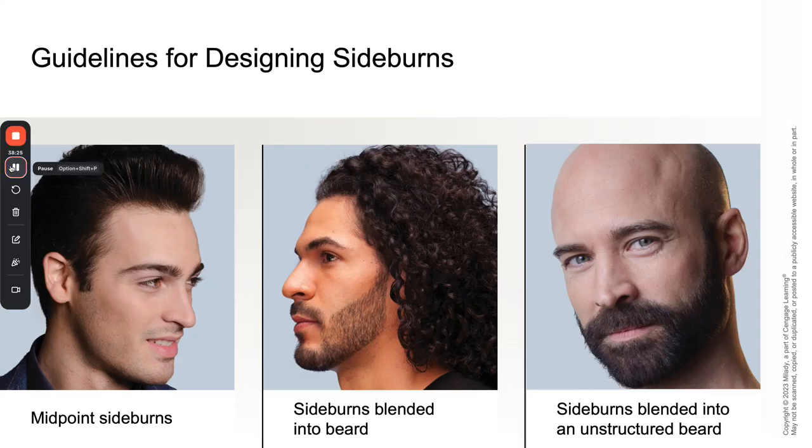All right, so a few guidelines for designing sideburns. So it says the length, shape, and density of the sideburns influence the haircut's final look and the client's facial features overall. So be aware of balance, color, and proportion when styling sideburns. As you can see on the slide here, first one, you can have midpoint sideburns. That means that sideburn is not coming down to the ear or below the ear.